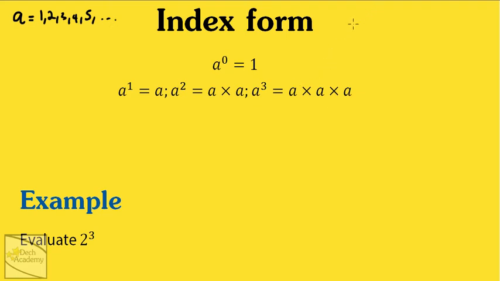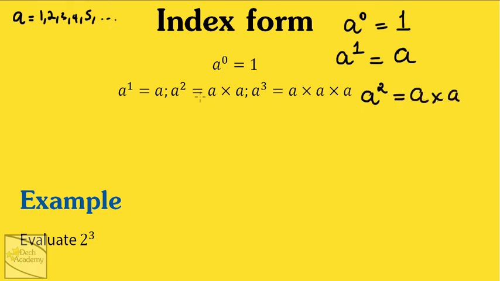So if you have a number raised to the power of 0, it's simply 1. If you have a number raised to the power of 1, it's simply the number itself. If you have a number raised to the power of 2, it's the number times itself. That's what we have here. A squared, a raised to the power of 2, is a times a.